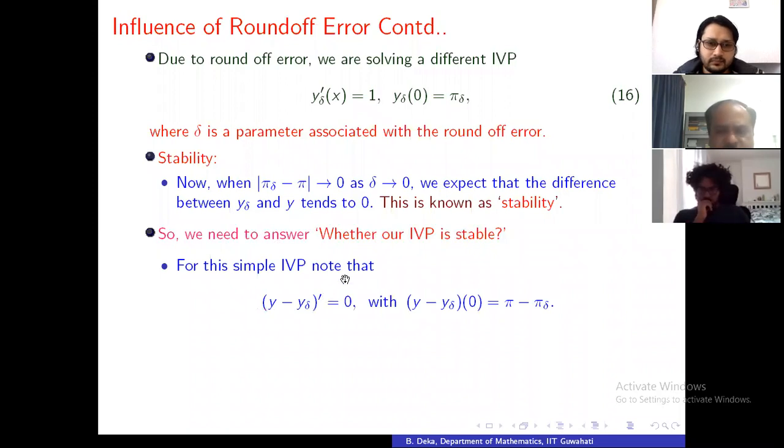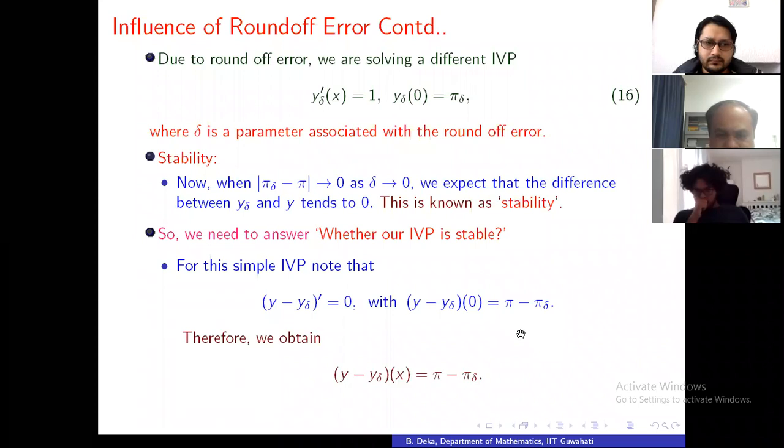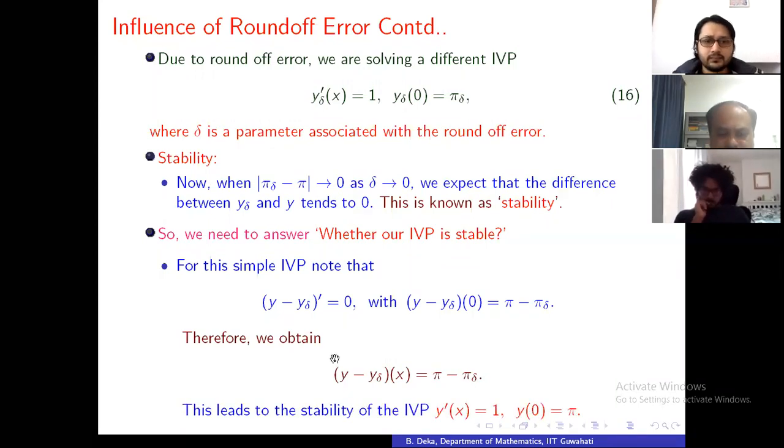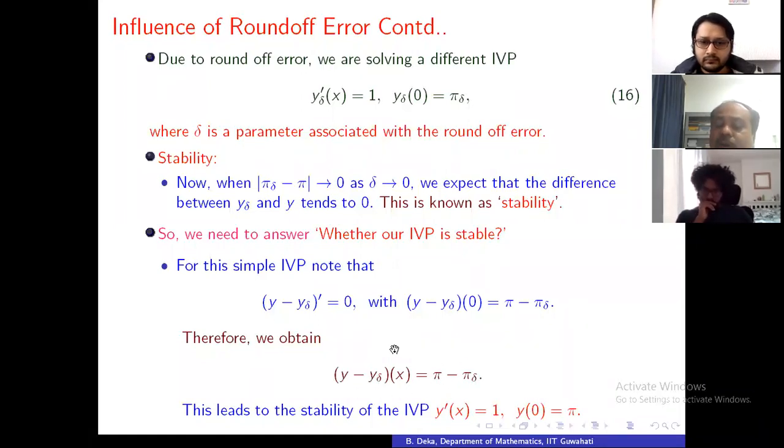So let us see whether our initial value problem is stable or not. From the definition, you have y dash x equal to 0 and y delta dash equal to 0. When you subtract, that gives you y minus y delta dash equal to 0, with y minus y delta at 0 equal to pi minus pi delta. Since the derivative is 0, it has to be a constant function, and since the value of this function is prescribed by pi minus pi delta, you will have y minus y delta of x equal to pi minus pi delta. One can clearly see that the difference between y and y delta for all x is bounded by pi minus pi delta. So if pi minus pi delta is negligible, then y minus y delta will also be negligible. In other words, if this difference is small, then this difference will automatically be very small. So our initial value problem is a stable initial value problem.